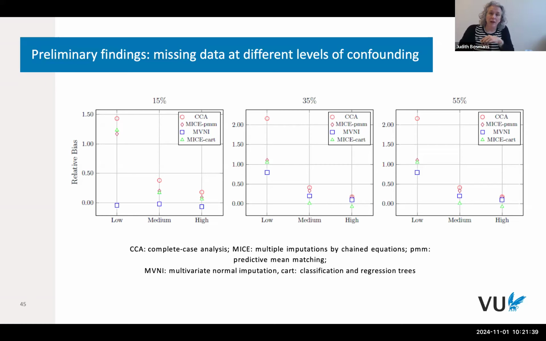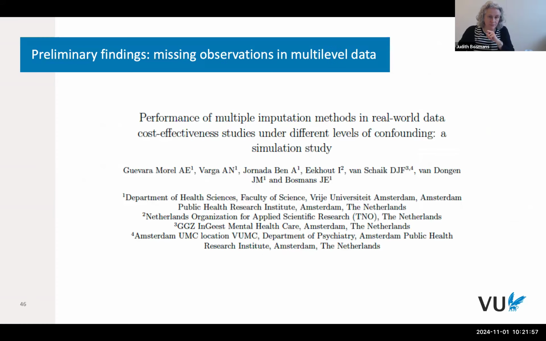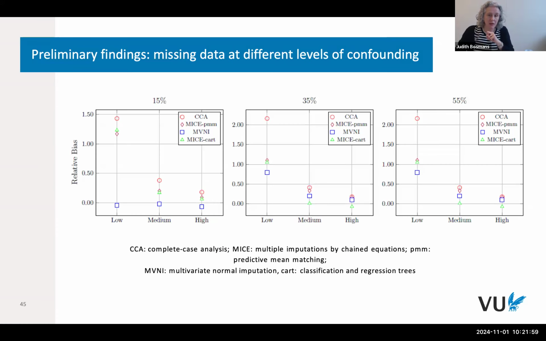But that's what we observed in our simulation studies. And in all scenarios, all cases, you see that the complete case analysis performs rather badly. So please, whatever you do, do not do complete case analysis, but choose one of the multiple imputation methods that are around. And probably the mice CART and the MVNI are the best performing methods to use.